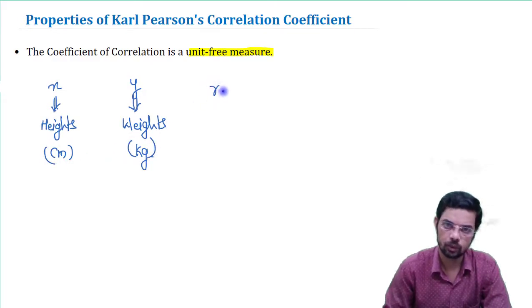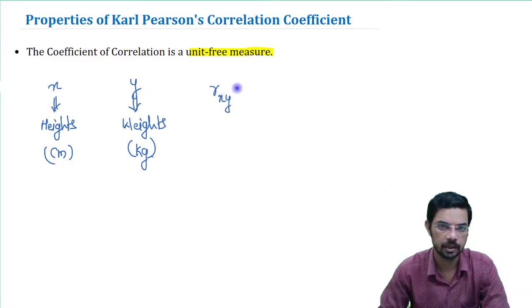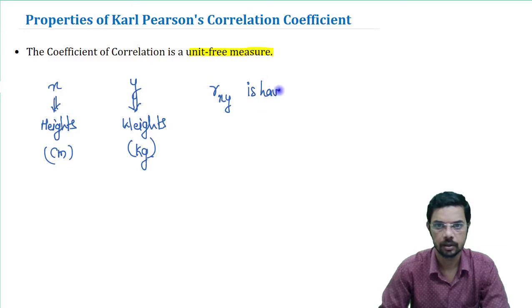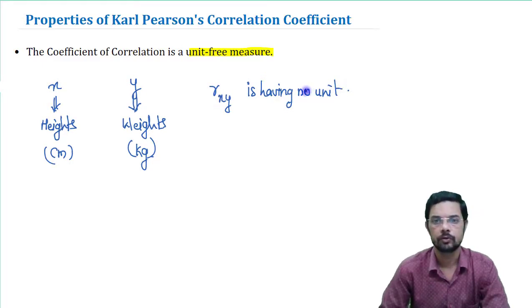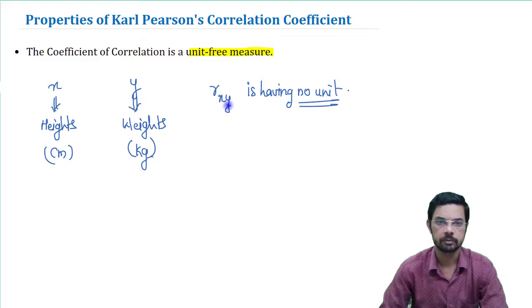The correlation coefficient between x and y is denoted by r_xy, and r_xy is independent of any of the units. Neither centimeters nor kgs affect it. So it is unit free, having no unit. It is just a number which represents the relationship between x and y.